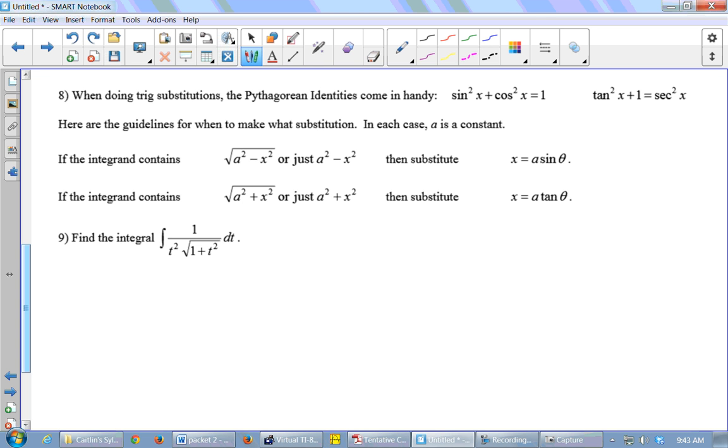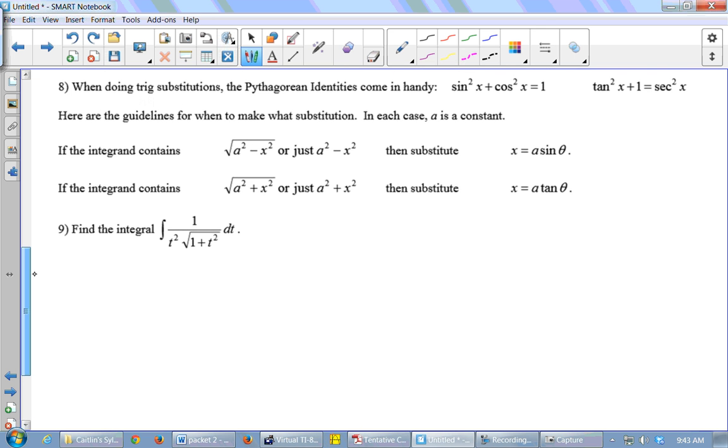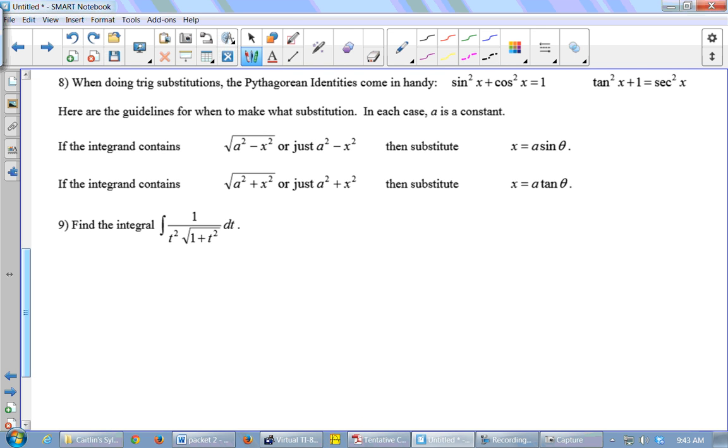And if the integrand contains a radical a squared plus x squared, or just a squared plus x squared, substitute a tan theta. All right, so let's do one more together. Keeping these guidelines in mind, what should I let t equal?